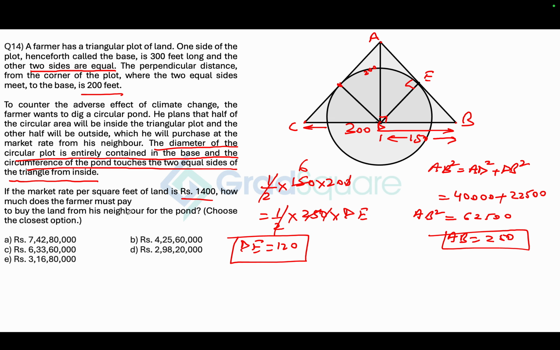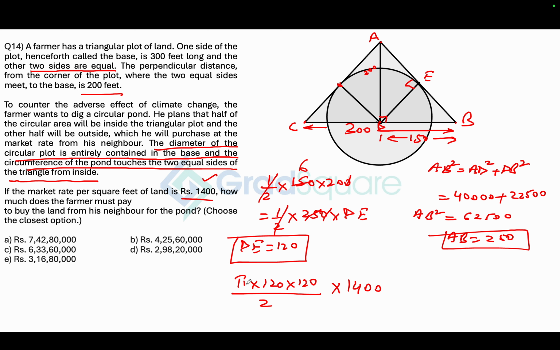Now half of this pond lies outside, which he needs to buy. So what is the area of the circle? Pi r square, pi into 120 into 120. Half of this lies outside the triangle. So this is the area that he needs to purchase, at the rate of 1400 rupees per square foot. So multiply this by 1400. This is the amount that he will have to pay.